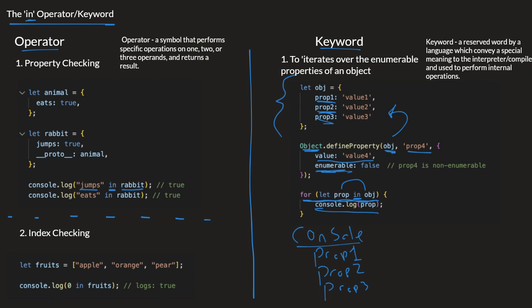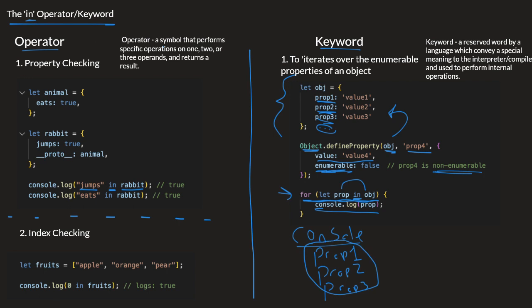So this particular property, prop4, is non-enumerable, and the in keyword only iterates through enumerable properties. Once we get to prop4, which would be right here in our object right after prop3, once we get to it in our for loop, we don't execute the code inside of it because that property is non-enumerable. And so our console would consist only of prop 1, 2, and 3.